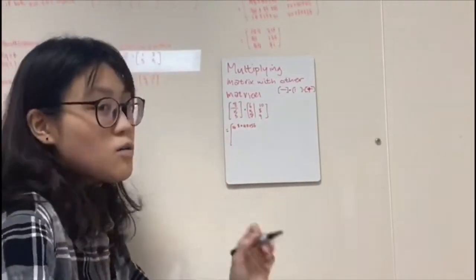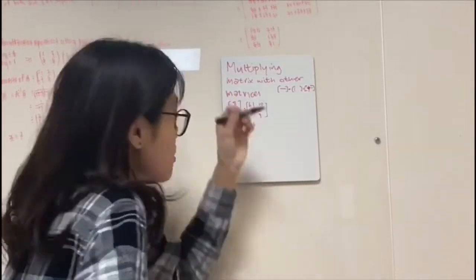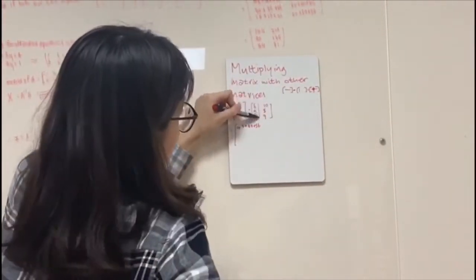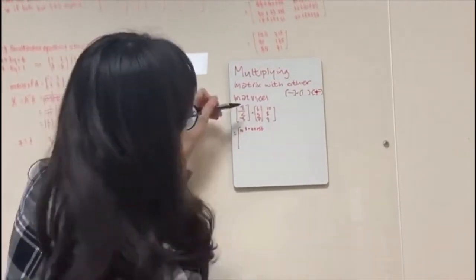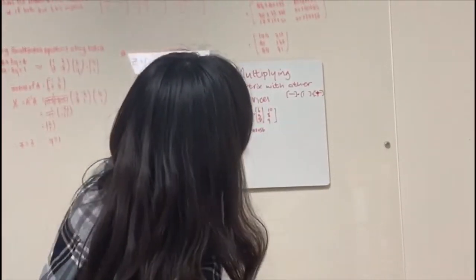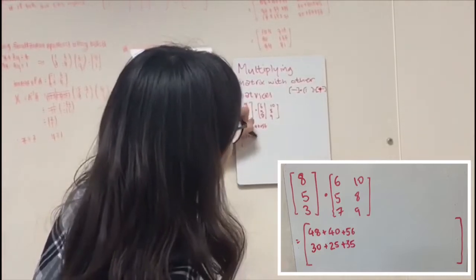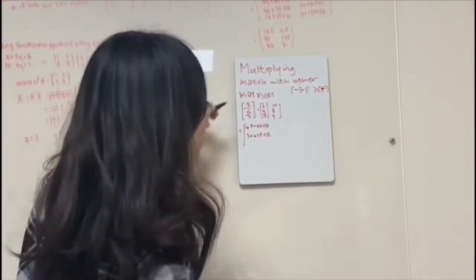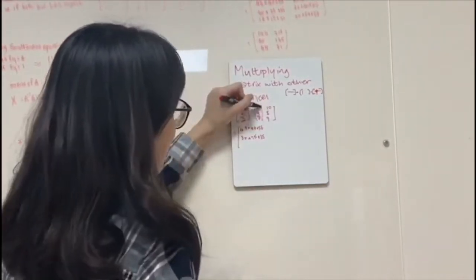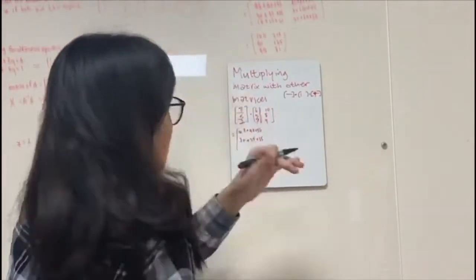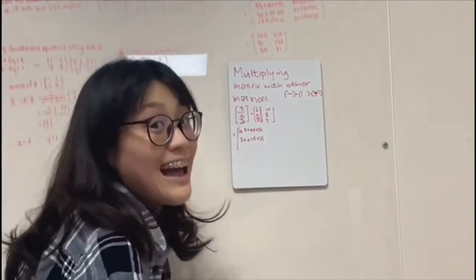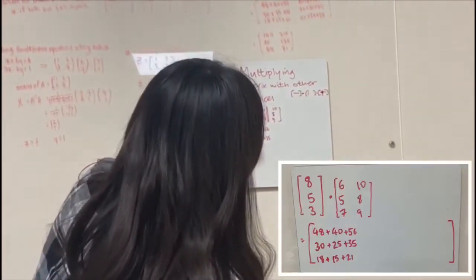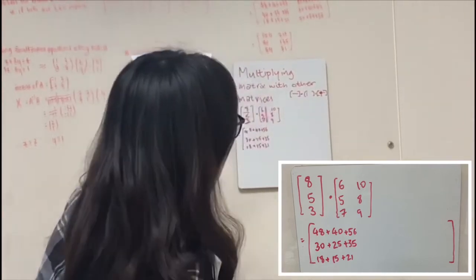And then we're going to move down a row from the first one. So we're going to use a 5, and we're going to use the exact same column. So that is going to be 30 plus 25 plus 35. And then we're going to move on to the last row, and with the same column, we're going to multiply them and then add them up together. So it's going to be 18 plus 15 plus 21.